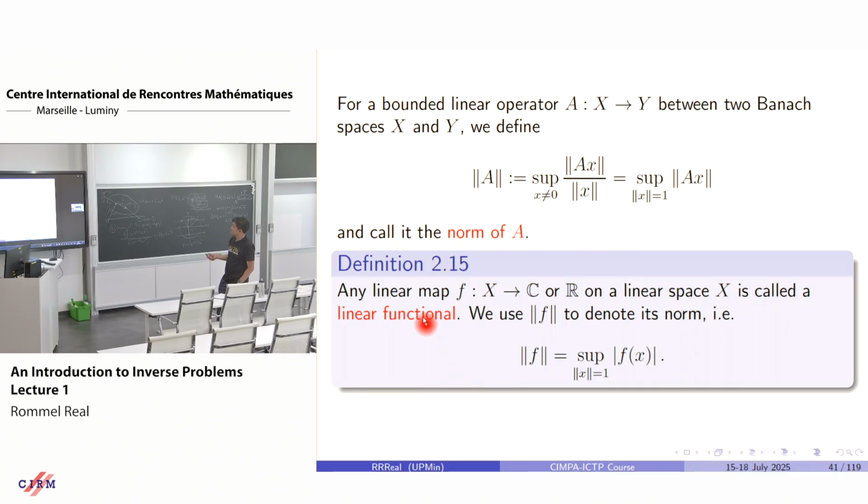Here, suppose we consider any linear map F, we call it a linear functional. Earlier we showed the norm of points in the Hilbert or Banach space. Here we're considering the norm of a linear map F that maps from our space X to the complex space or the real space, the set of real numbers. We use the norm of F to denote it, and that norm is just the supremum of the absolute value of F of x across the points whose norm equals 1. Not the unit circle actually, but all the points whose norm equals 1.